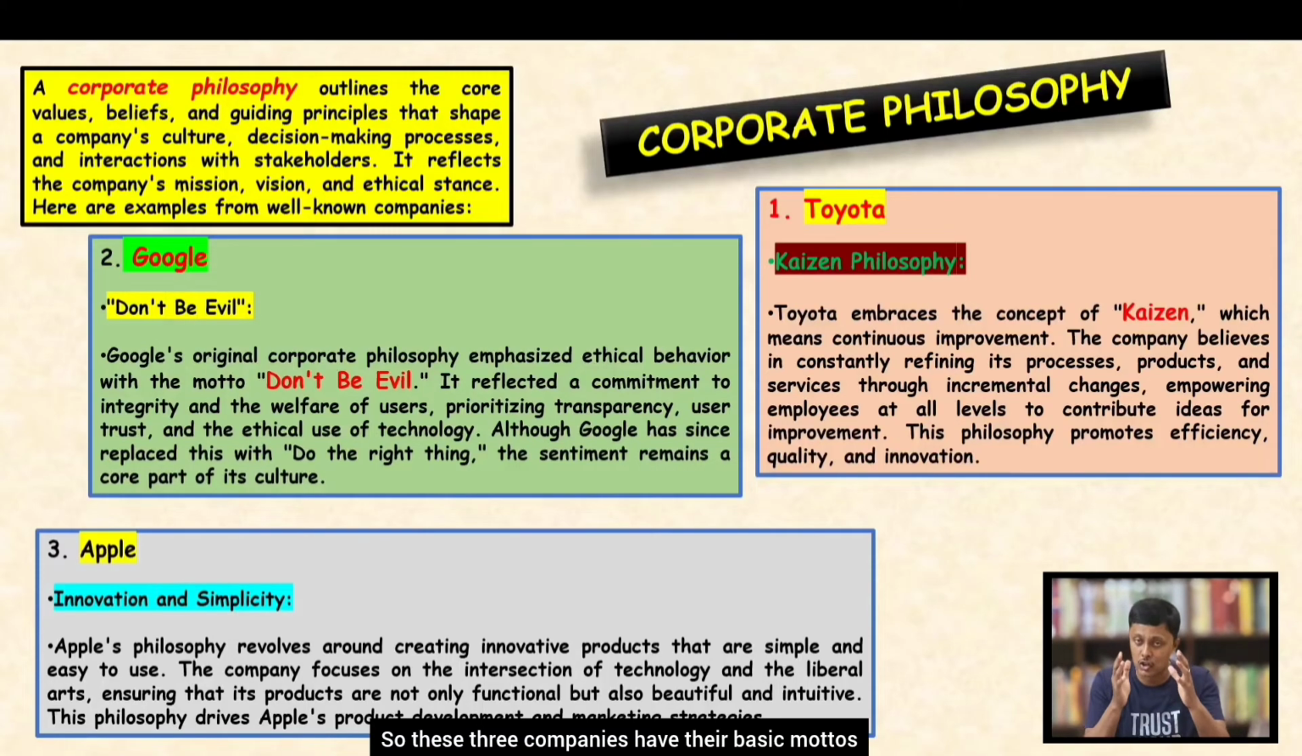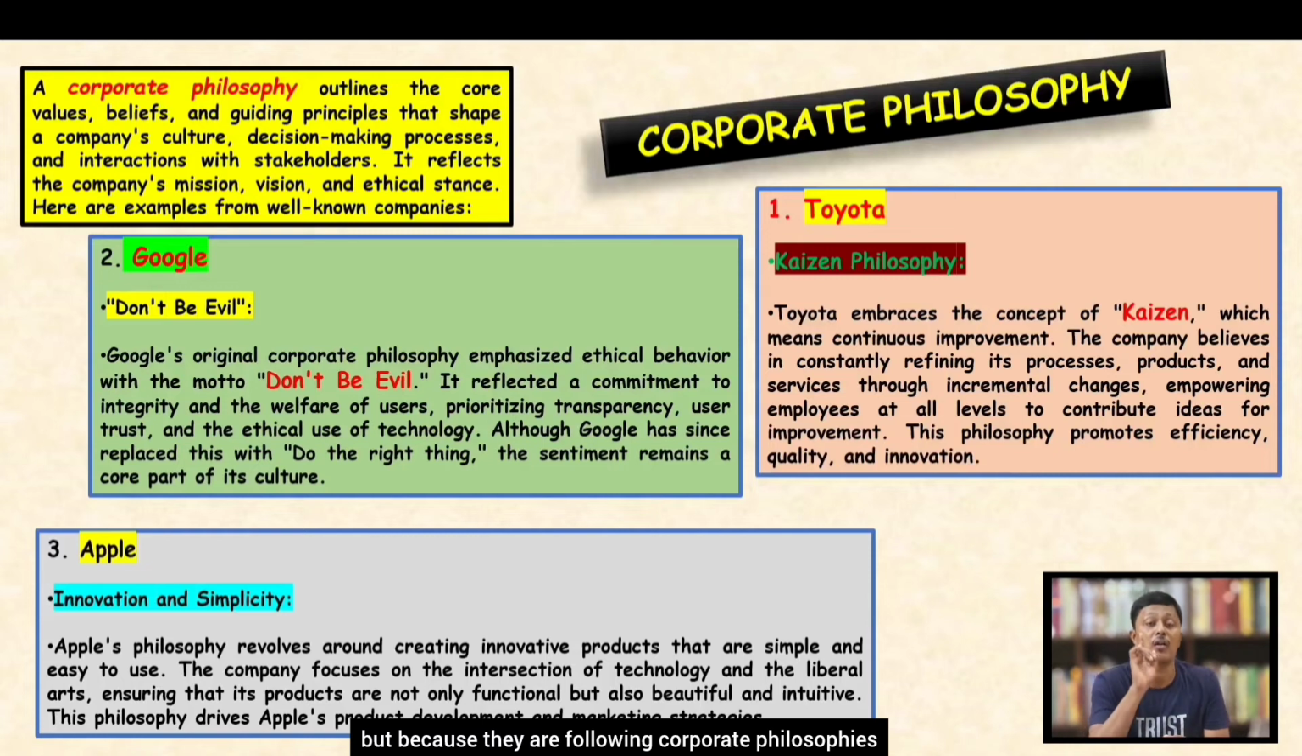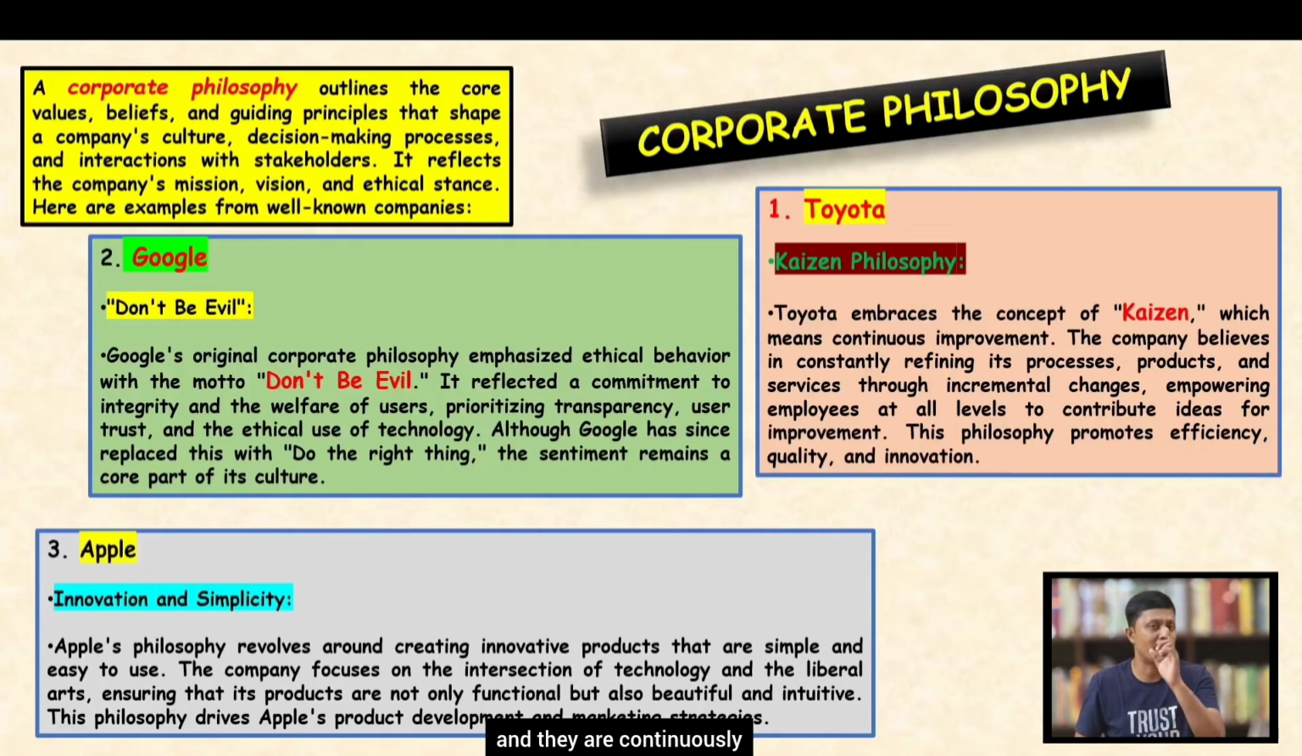So these three companies have their basic mottos or basic ideas spread out throughout the world, not because they are simple companies, but because they are following corporate philosophies. They have a philosophy and they are continuously, or doggedly, following that philosophy. The whole company is based on that philosophy. This is called corporate philosophy. Hope you have already understood it.